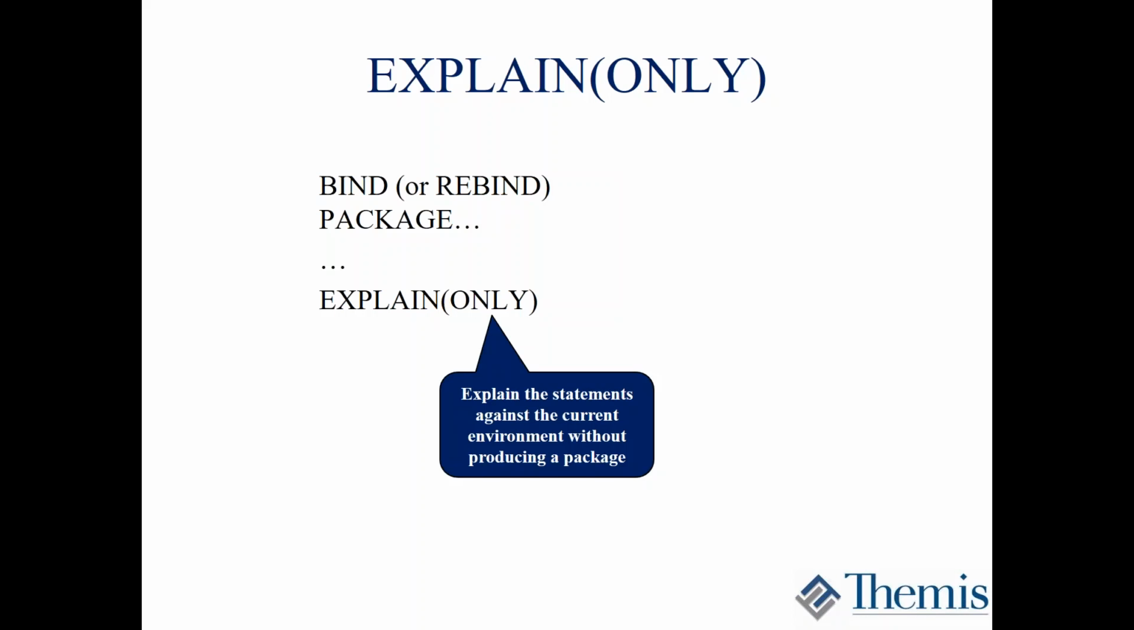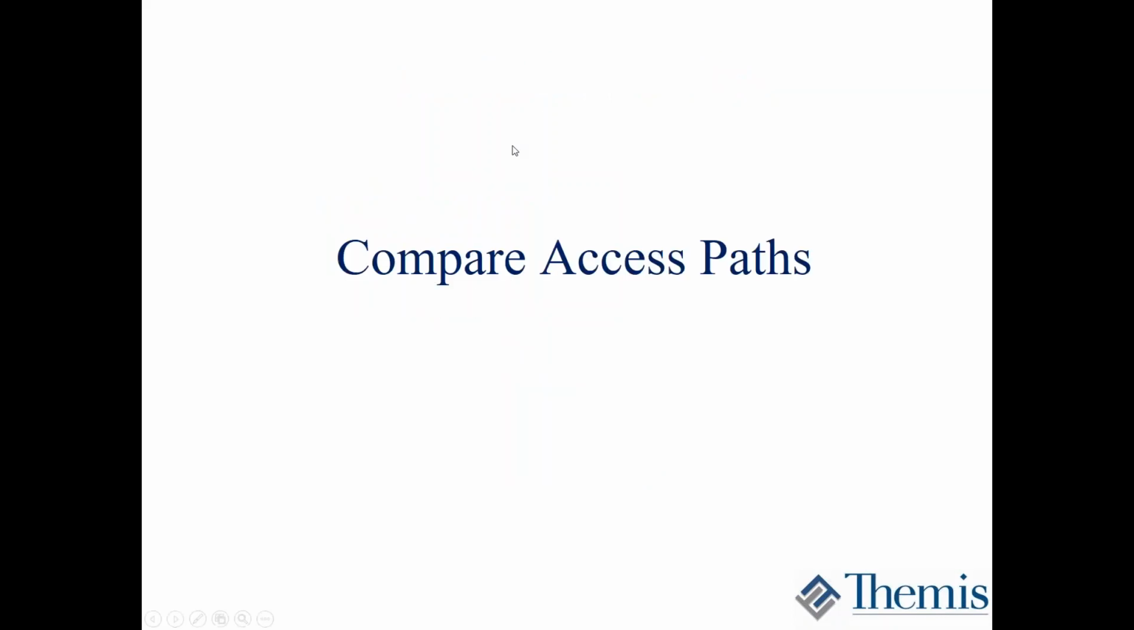So it might be interesting to do the explain package, see what the access paths are in the current package, do the explain only, see what they would be if I bound it today, and then you can have an idea of what's going to change, if anything's going to change. And then you should do some analysis maybe about whether those changes are a good or a bad thing. All right.